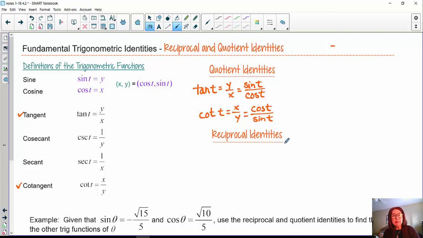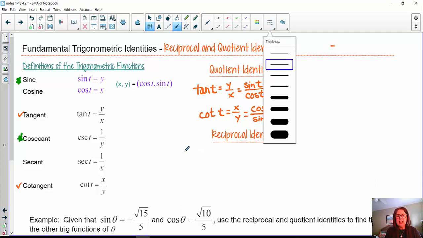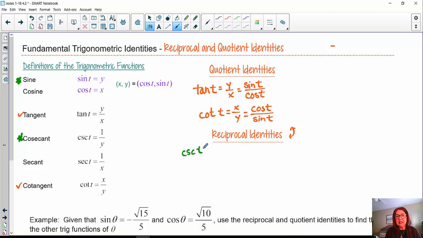Then we have the reciprocal identity. So I want you to think about with reciprocal, that means we flip the numerator and the denominator. Each of these trigonometric functions is the reciprocal of another function. I want you to notice, please, sine and cosecant. The cosecant of t is equal to 1 over y. But y is the same as the sine of t.